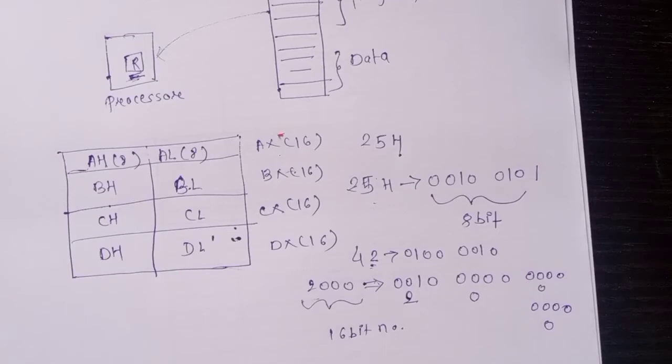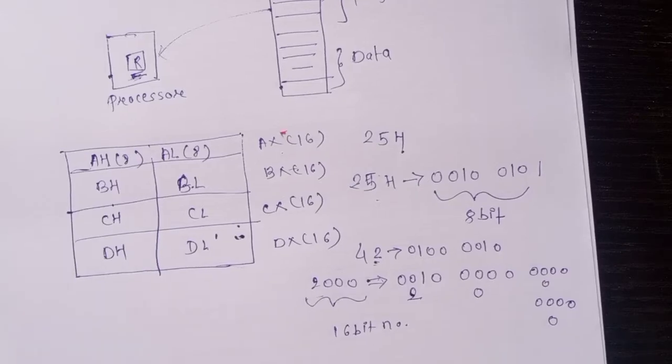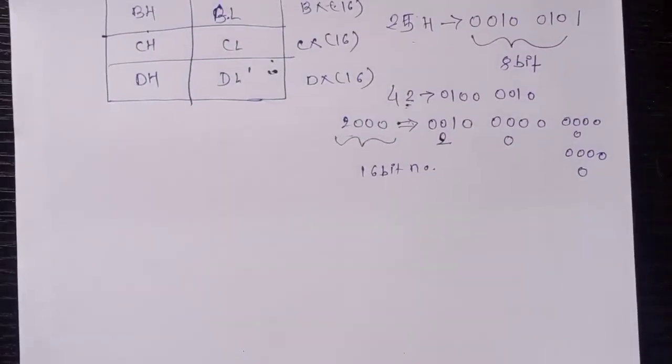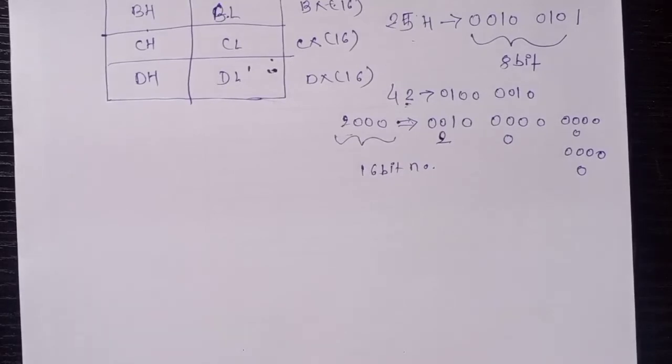Now let's start with the addressing modes. There are various types of addressing modes like immediate addressing mode, direct addressing mode, indirect addressing mode, then base index addressing mode, and so on. First we will start with the immediate addressing mode. In immediate addressing mode, data is given in the instruction itself. Data means operands. Whatever operand you want to operate on, you give that operand in the instruction.